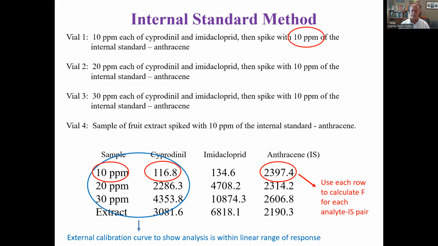So this is how it's really set up, right? And of course, in industry, they're going to be running many more standards and many more samples simultaneously, et cetera. So they get good statistics on here and stuff like that. Okay, so great.